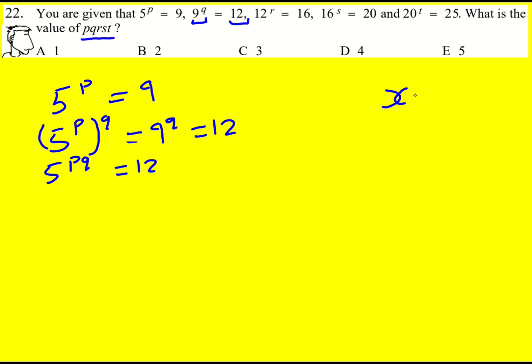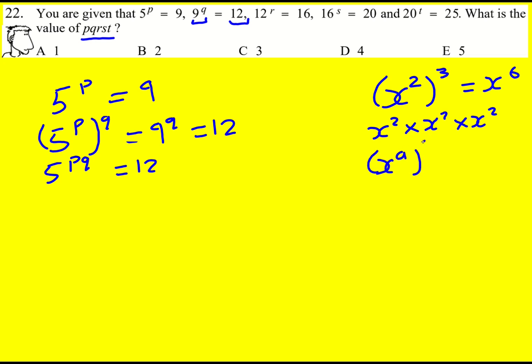I just want to say I've used the idea that x squared to the power of 3 is equal to x to the 6. You simply times the indices together, because this is x squared times x squared times x squared. I'm timesing 6 lots of x together. In general, x to the a, all to the b, is x to the ab. So this is going to be used constantly throughout. And I just keep doing the same thing now.